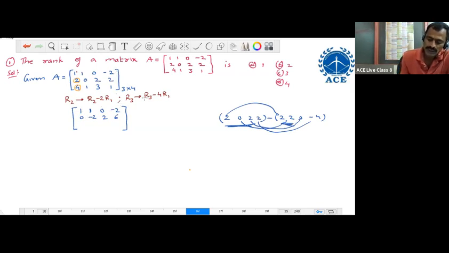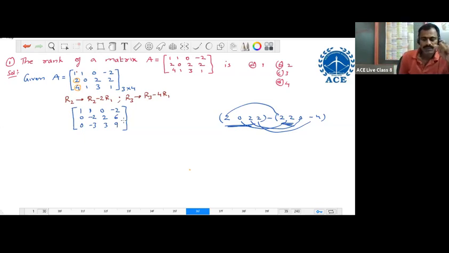Similarly, R3 minus 4 times R1. 4 minus 4, 0. 1 minus 4, -3. 3 minus 0, 3. 1 minus minus 8, that is 9. Now the first column is completed.